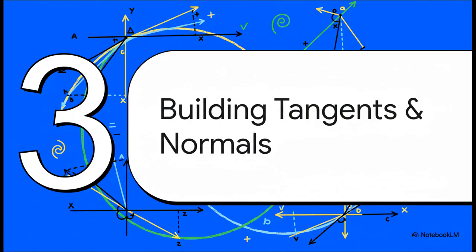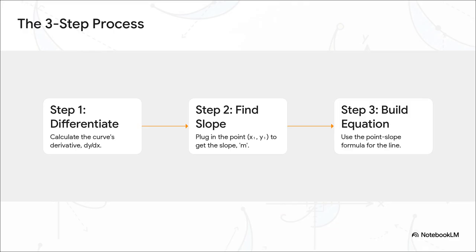Okay, let's move on to section 3, building tangents and normals. Now that we know how to get the slope, we can build the full equation for the tangent line, and we can also build the equation for its perpendicular partner, the normal line, which, as we'll see, is super important in fields from physics all the way to computer graphics. It really boils down to a super simple 3-step recipe. Step 1, differentiate your curve's equation to get that slope machine, dy/dx. Step 2, plug in the coordinates of your specific point to get a number for the slope, m. And finally, step 3, use that slope and that point to build the line's equation.